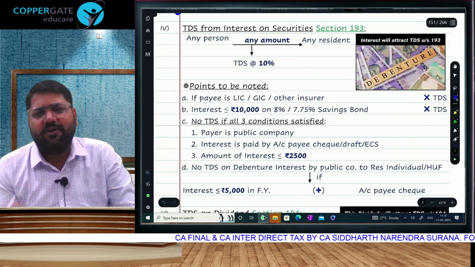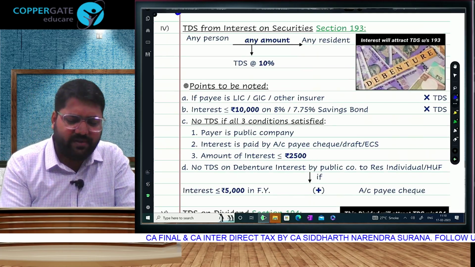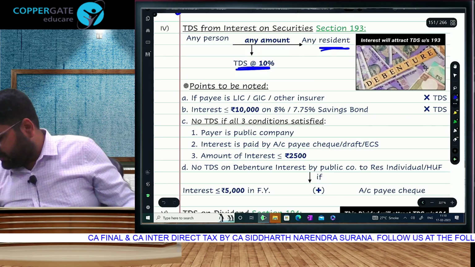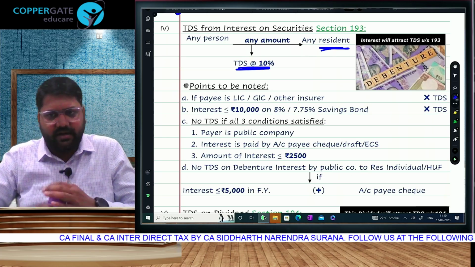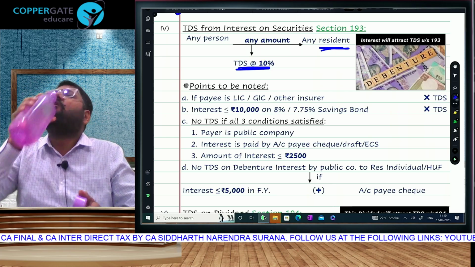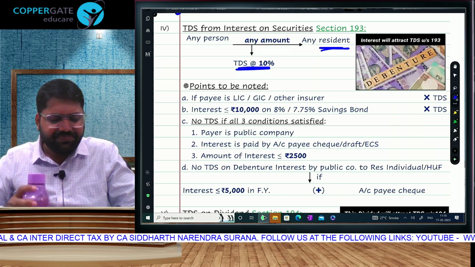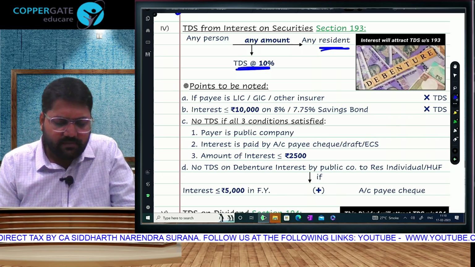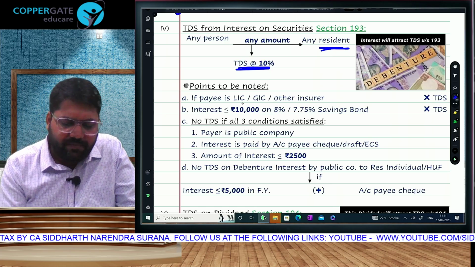Next, interest on securities. You can read once if you want. Any person paying interest on securities, 10%, payee has to be resident. Look, payee can be resident only if full tax is deducted. If full tax is not deducted, then payee has to be only resident. Such payments to non-resident will be covered under 195. So, no TDS if you are making payment on interest.